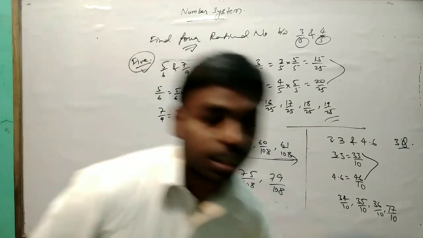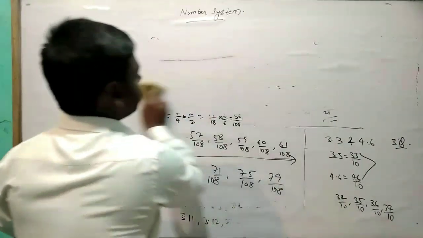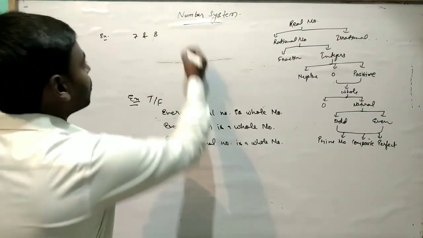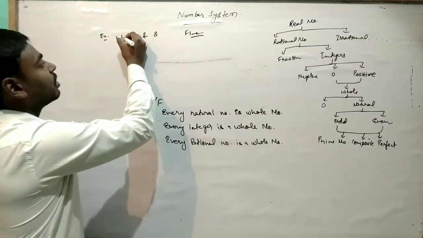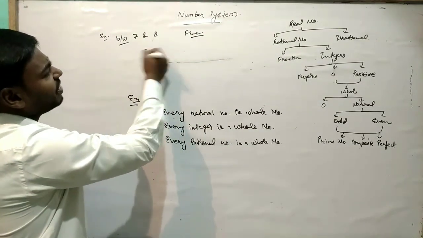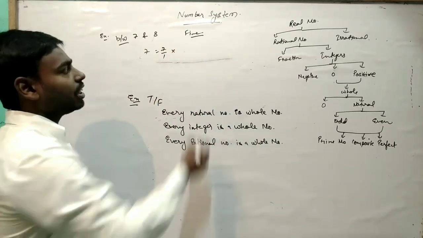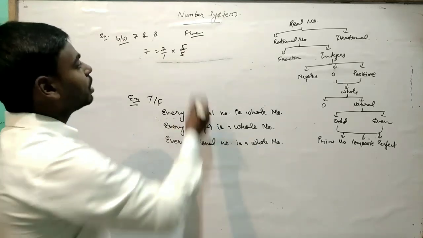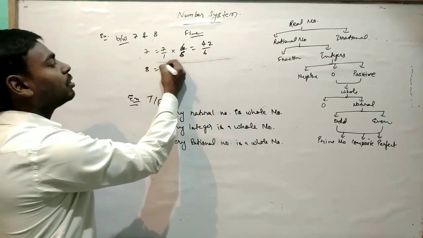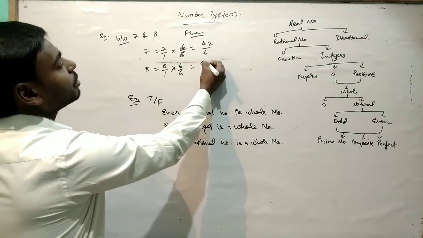Okay, now we see the next example. Write 5 rational numbers between 7 and 8. Then what do we have to do? First, 7 we can write as 7 by 1, and we have to write 5 rational numbers between 7 and 8, so we can multiply by 6 by 6. It is 42 by 6, and 8 also can be written as 8 by 1, and we multiply with 6 by 6, that is 48 by 6.